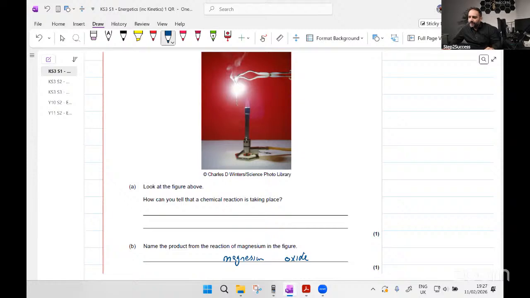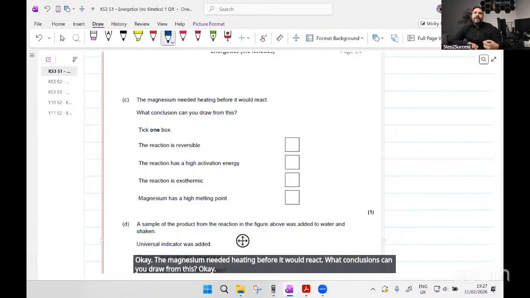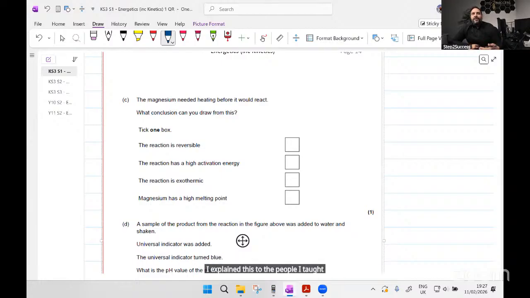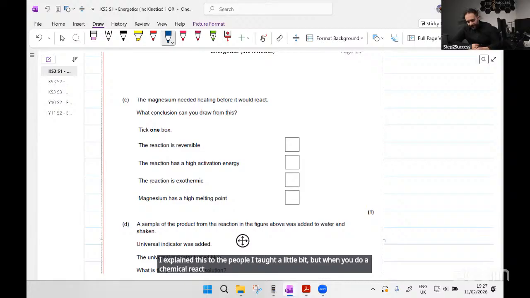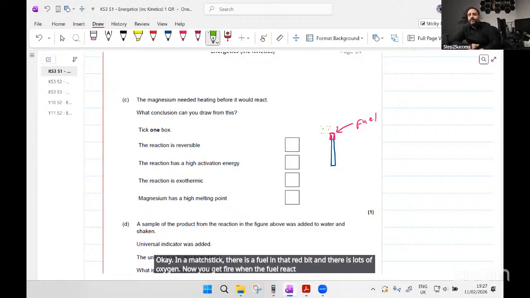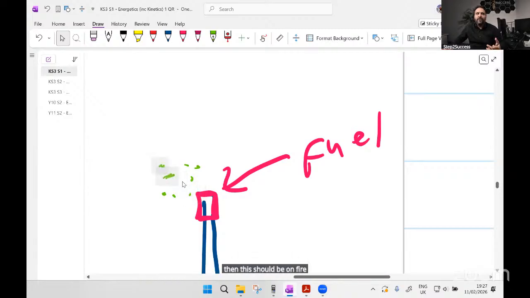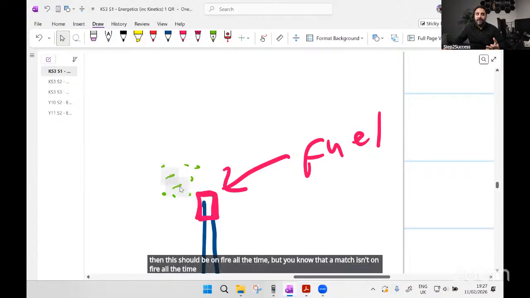Okay. The magnesium needed heating before it would react. What conclusion can you draw from this? Okay, so I explained this to the people I taught a little bit, but when you do a chemical reaction, right? Imagine a matchstick. I like to use a matchstick as my explanation here. In a matchstick, there is a fuel in that red bit, and there is lots of oxygen. Now, you get fire when the fuel reacts with the oxygen. The problem is, if burning is when fuel and oxygen hit each other, then this should be on fire all the time. But you know that a match isn't on fire all the time. You have to do something to make it catch fire.